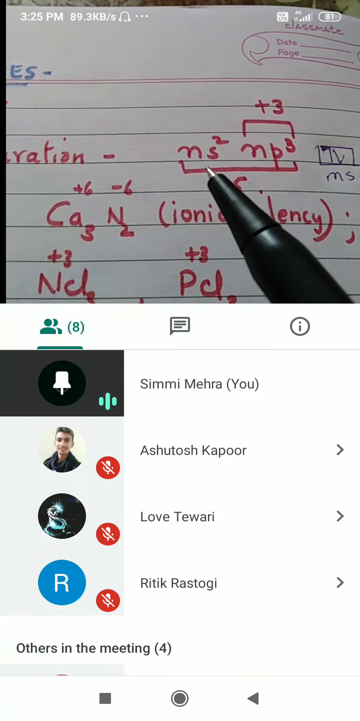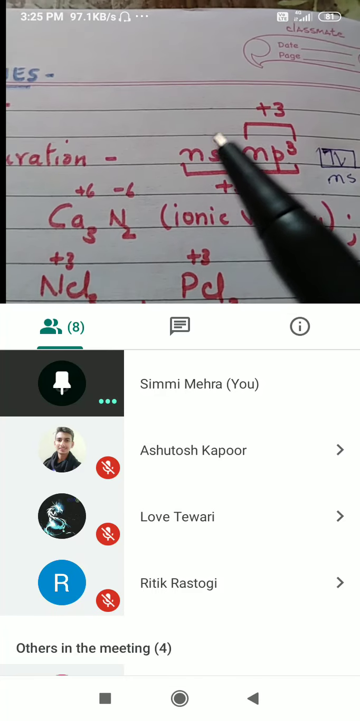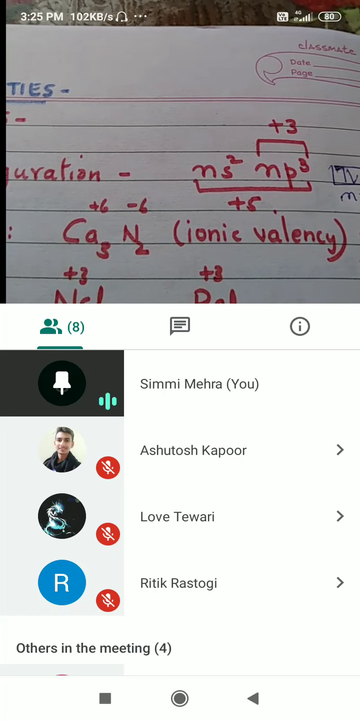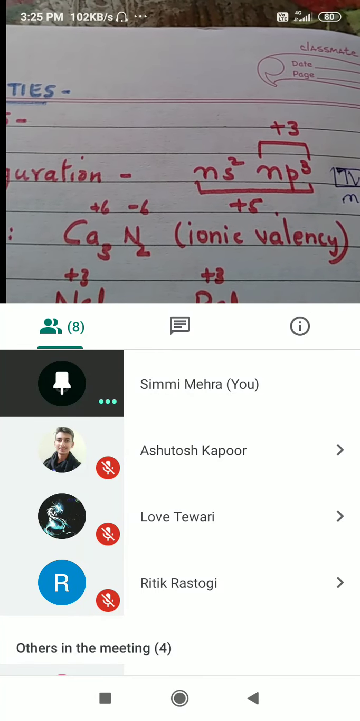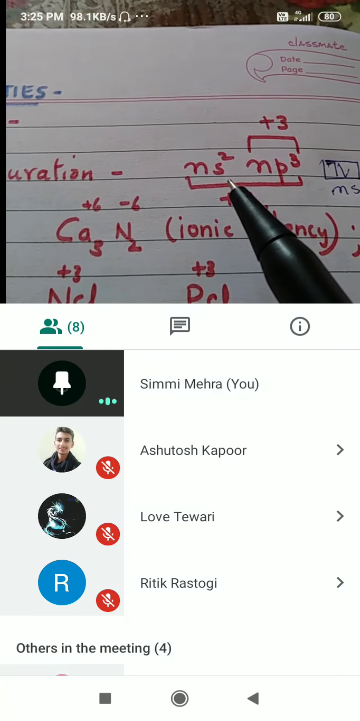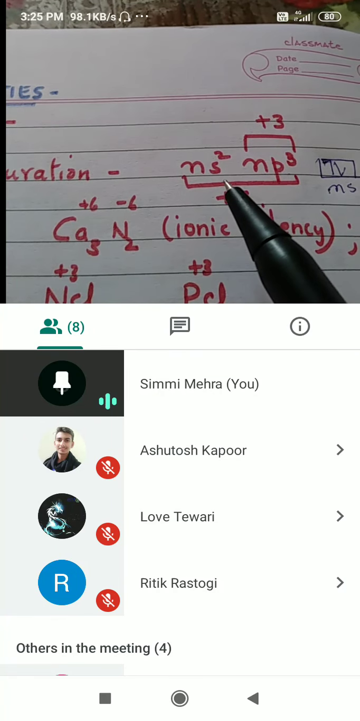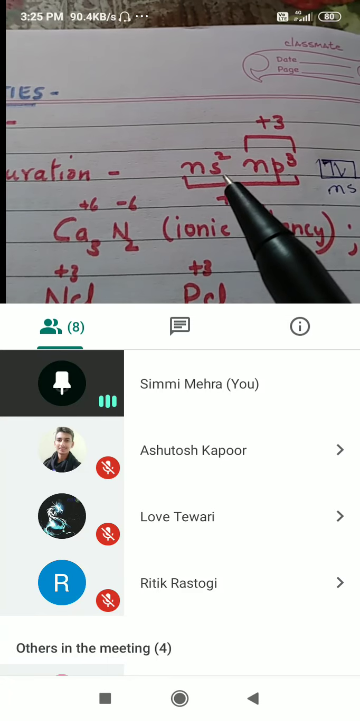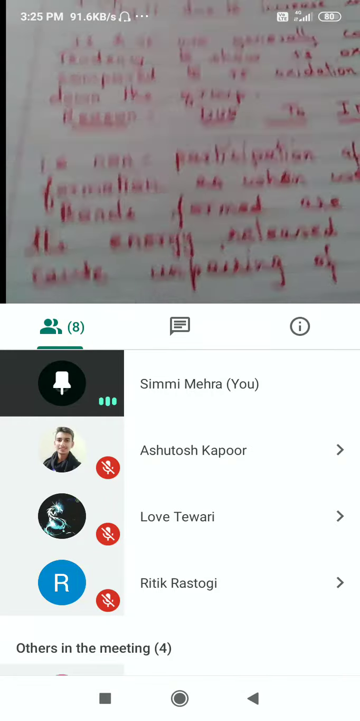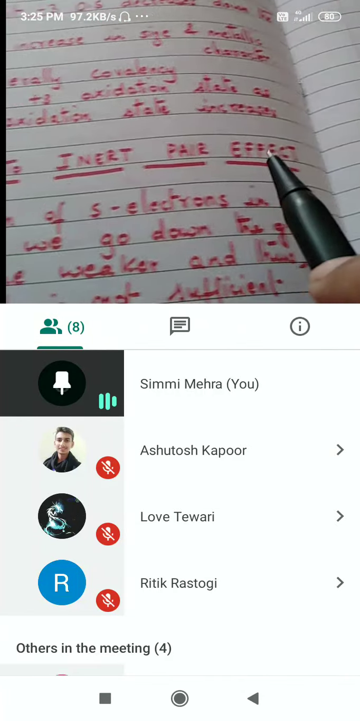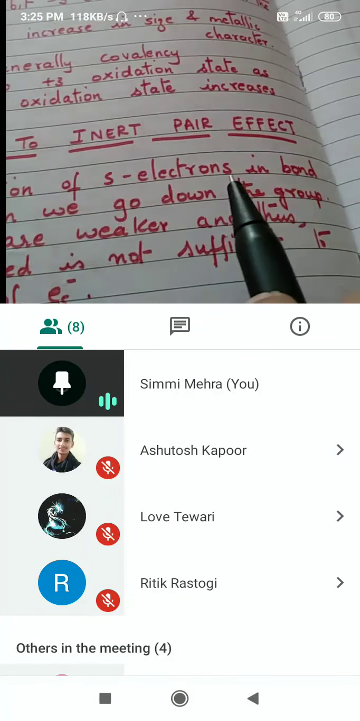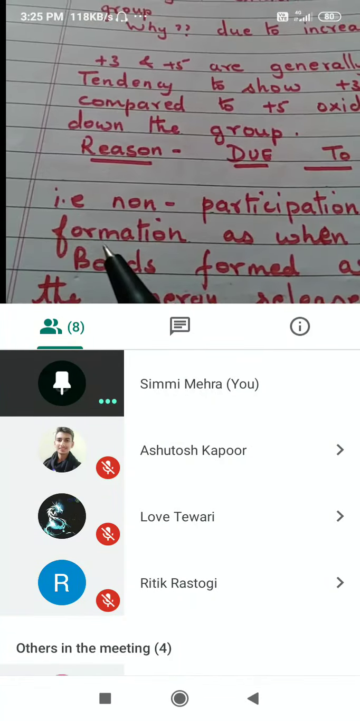Now, why is this? The inert pair effect is defined as the reluctance, which means does not want to. The s electrons do not want to participate in bonding. That is why +5 oxidation state is difficult for arsenic, antimony, and bismuth. Only +3 is known. The reason is given as the inert pair effect, that is, non-participation of s electrons in bond formation.